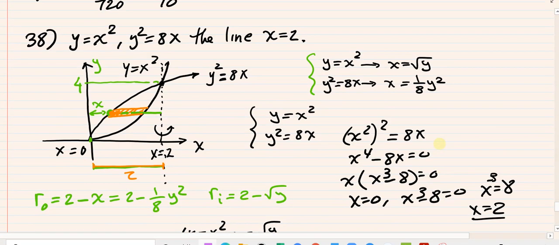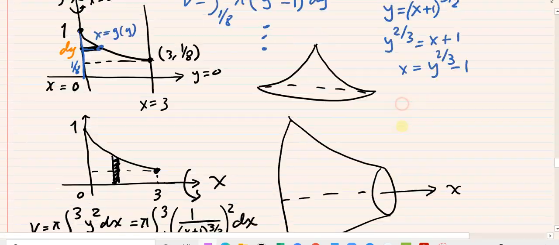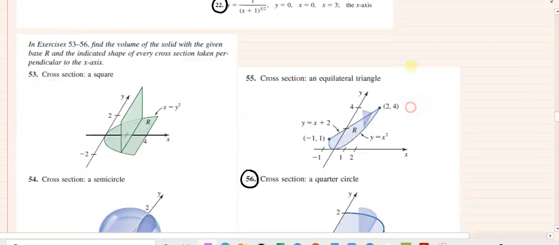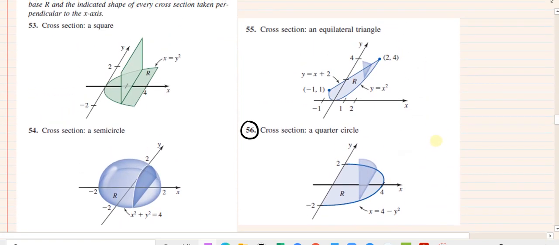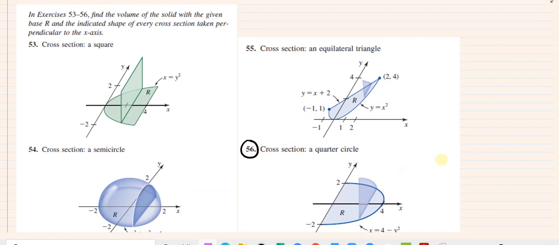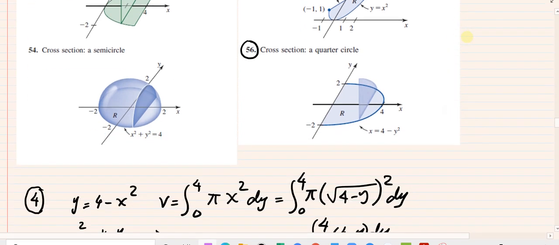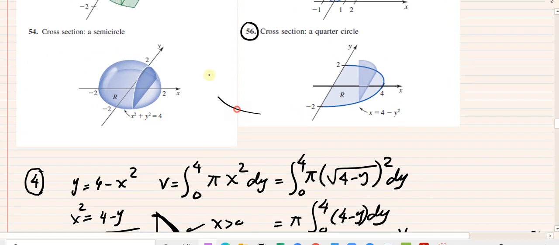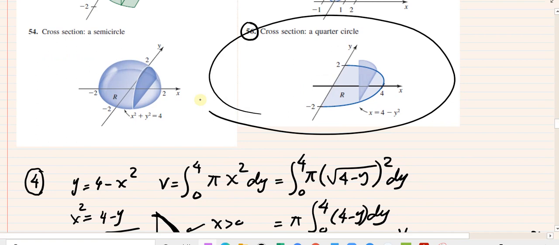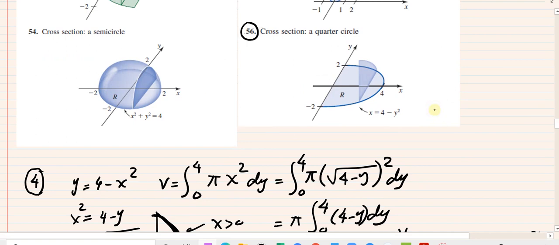So let's now take a look at finding volume by cross sections, and for that we're going to take a look at these two exercises right here, actually one of them. The question reads, find the volume of the solid with the given base R and indicated shape of every cross section taken perpendicular to the x-axis. We're going to take a look at number 56, this one. So I'm going to copy and paste this one, and then we'll work on this one.